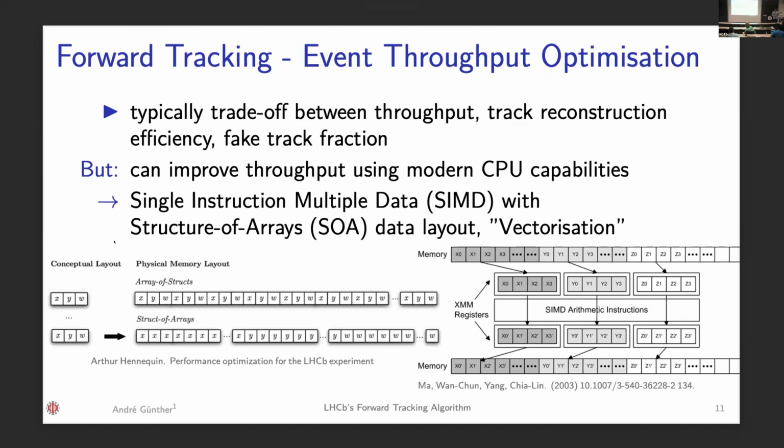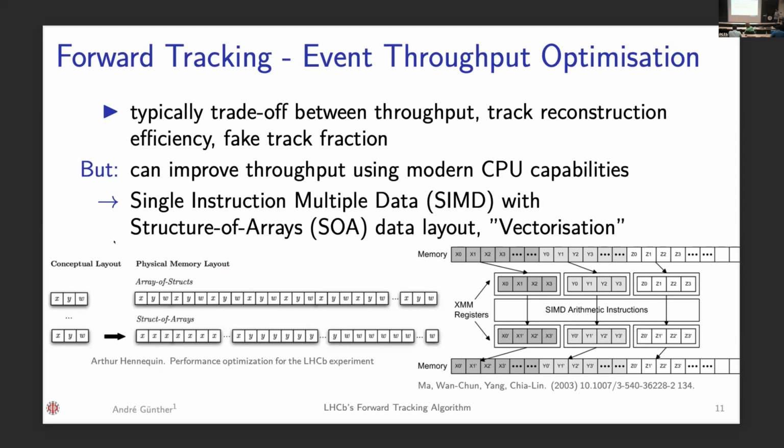I said we have to be fast because it's running in the trigger. And typically, when optimizing these reconstruction algorithms, there's a trade-off between efficiency, fake rate, and the event throughput of these algorithms. So you can always sacrifice some efficiency to increase the event throughput, or you can accept more fake tracks to improve your efficiency. But of course, the best way is to just keep it as it is and just make it faster. And the way to go here is using the modern CPU capabilities, namely single instruction, multiple data, or short SIMD, with the structure of arrays.